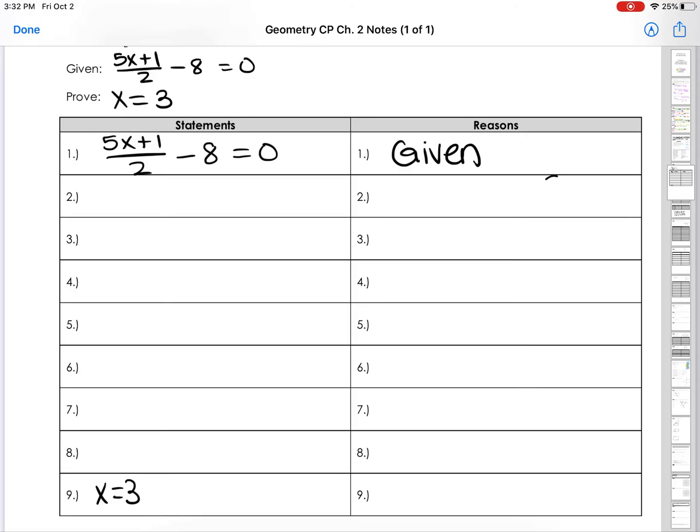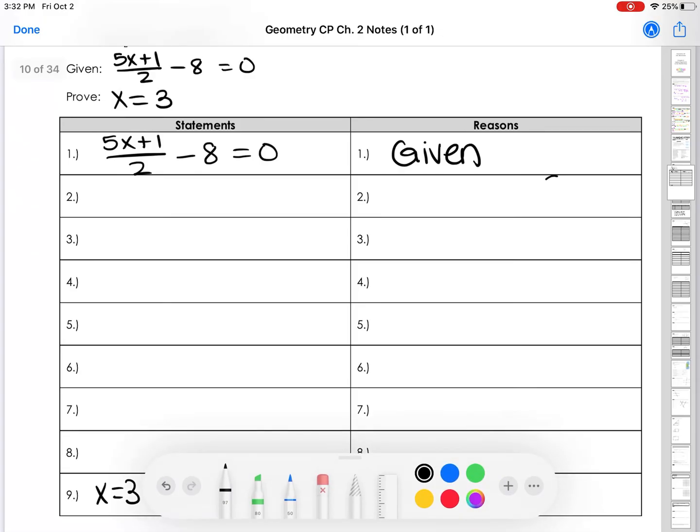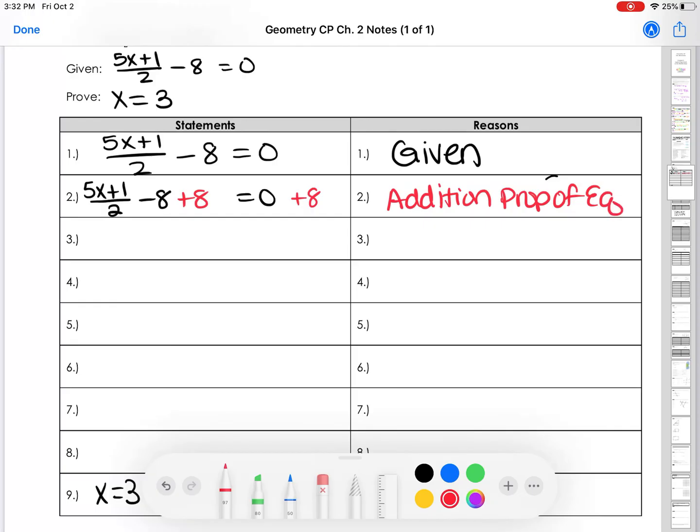All right, so the next thing we want to do is to add 8 to both sides. All right, so when we add 8 to both sides, that is the addition property of equality. And then we're going to clean that up with substitution. So we have 5x plus 1 divided by 2 is going to equal 8, and that is by substitution.